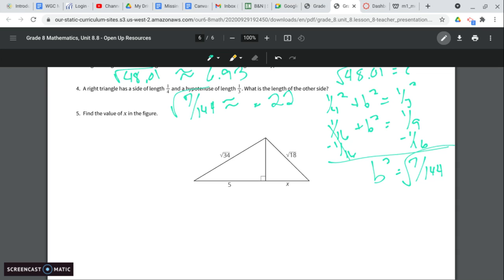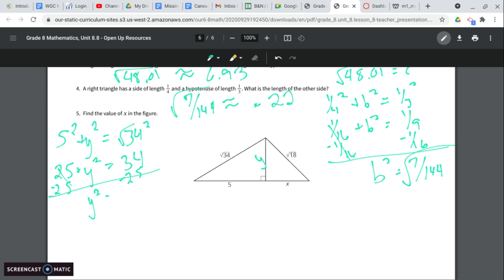All right, find the value of x in the figure. So we have a lot going on in this figure, quite frankly. So first thing we have to do is solve for this side here. So I'm going to name it y. First, we need to solve for y, so then we can solve for x. So that being said, we're going to have 5 squared plus y squared equals the square root of 34 squared. So this is 25 plus y squared equals 34. We subtract the 25. So we have y squared equals, now we do 34 minus 25, which will give us 9. Take the square root, so y equals 3.